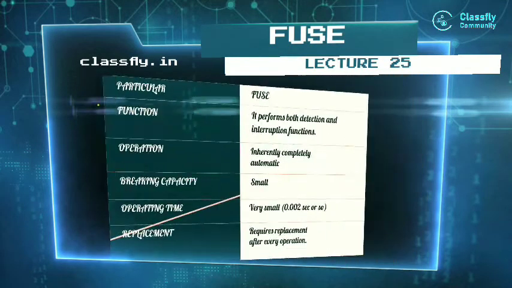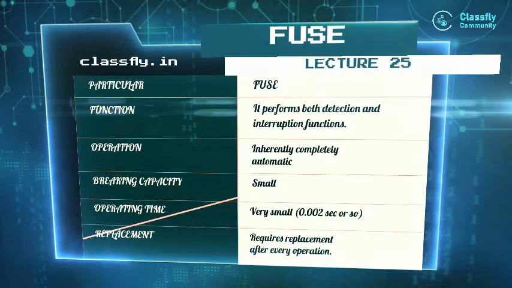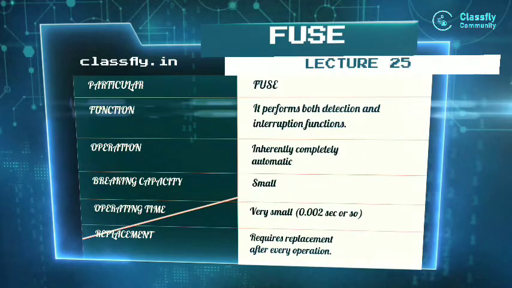Now we will see some particular functions, operation, breaking capacity, operating time and replacement with respect to our protective topic, that is the fuse. What is the function of the fuse? It performs both detection and interruption functions. Basically, what does a fuse do? It detects the temperature. As the temperature gets unexpectedly high, it starts melting, and it does its own automatic interrupting function.